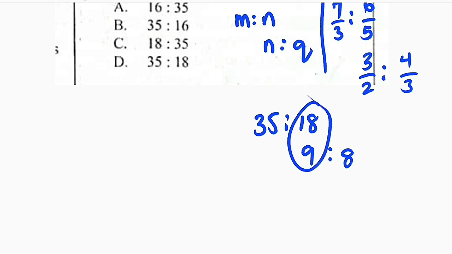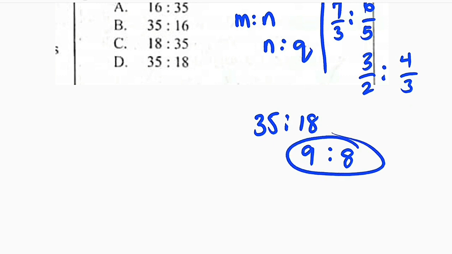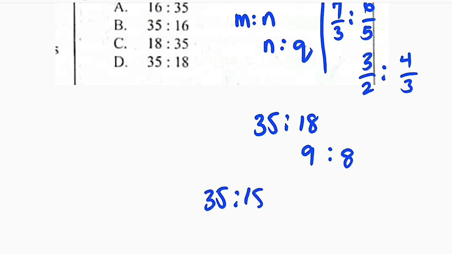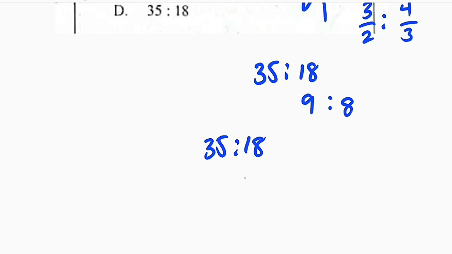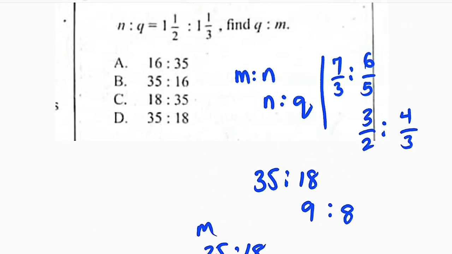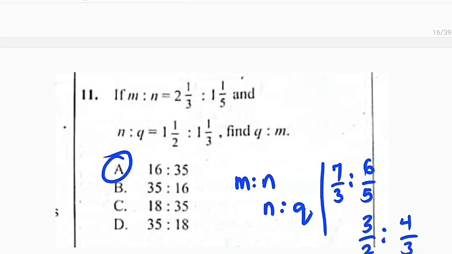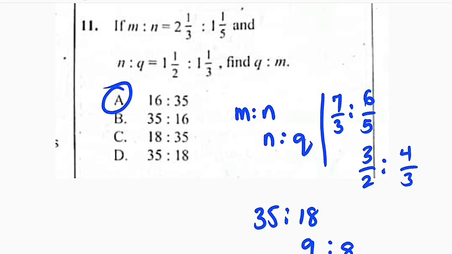How can we make the middle numbers the same? By multiplying this by 2, right? Well, you have to multiply the two values by 2. So we have 35 to 18. Then 9 times 2 is 18. Likewise, 8 times 2 is 16. Remember that this is M, and this is Q. So we are looking for ratio of Q to M, which is equivalent to 16 to 35, which is option A, right?